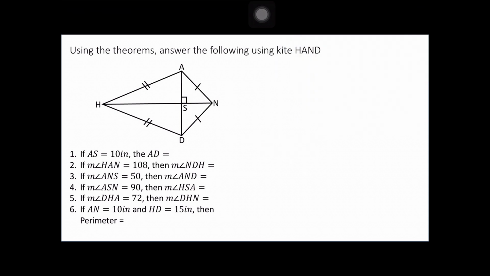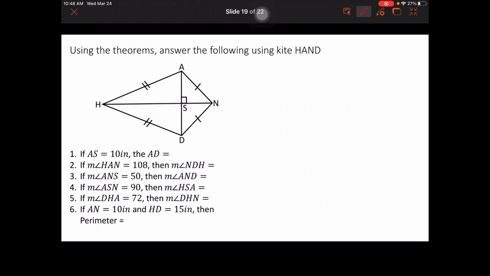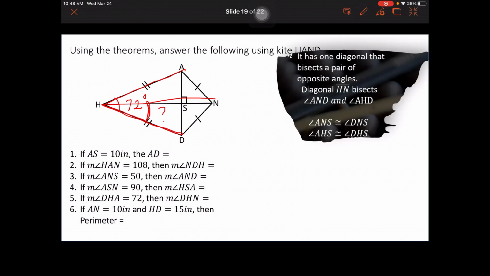The measure of DHA is equal to 72 degrees. Ang hinahanap natin is the DHN. What is the measure of DHN? Ito po ang hinahanap natin. Ano po kayang measure na itong angle na to? Katulad po kanina, it has one diagonal that bisects a pair of opposite angles.